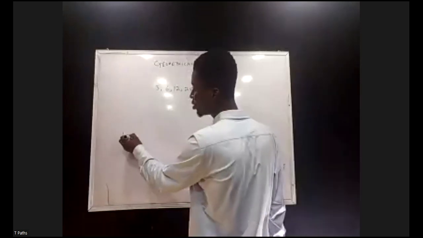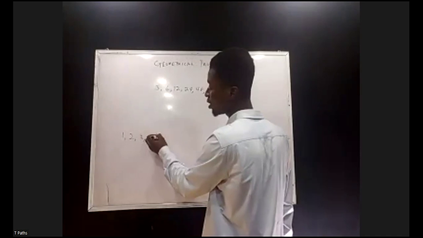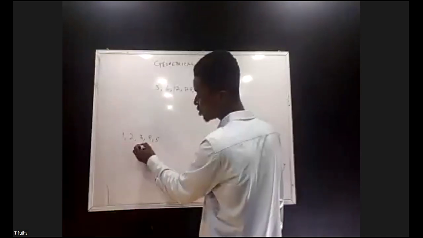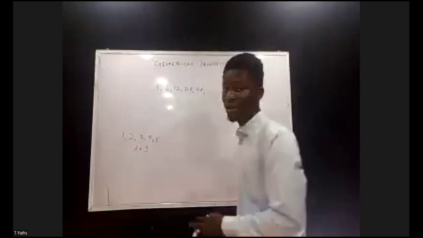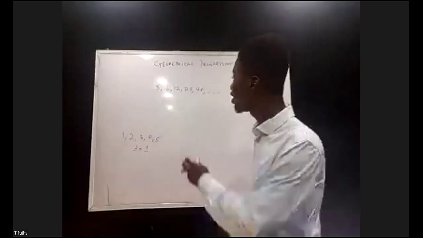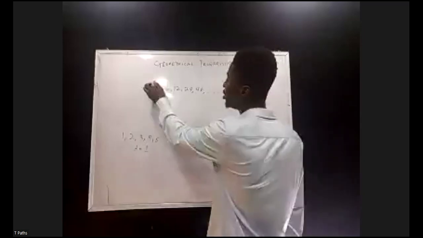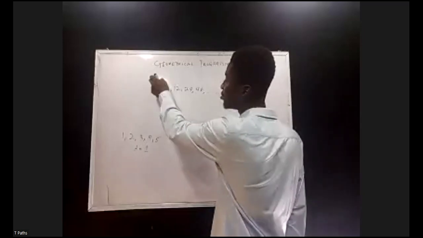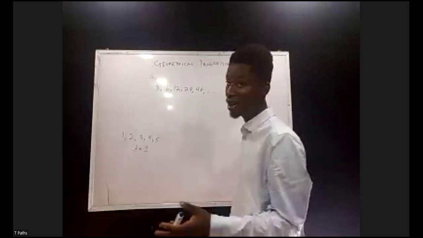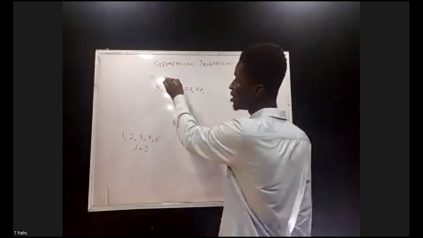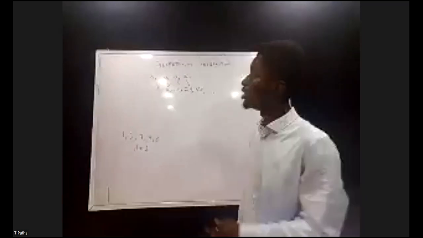Look at this: 1, 2, 3, 4, 5. If you notice, that's a common difference of 1. But when we are dealing with a geometrical progression, we have what is called common ratio. This is the first term of a sequence. Let's call it A1. Then the second term, A2, third term, A3, A4.